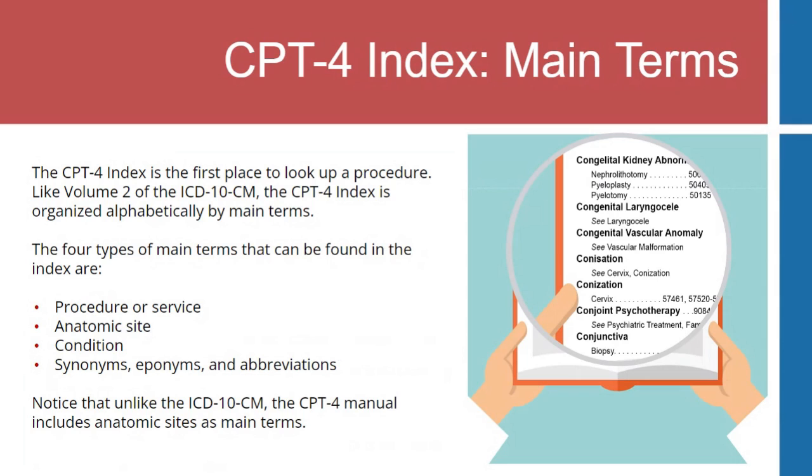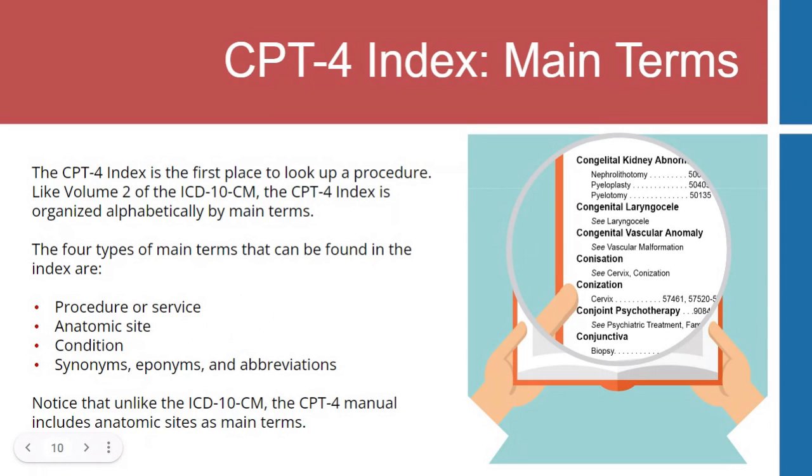All right, so the first place again is the index. We already said that. And I mentioned in the last lesson, the ICD-10 lesson, that you want to look in the index first and you're going to cross-reference it. They are both similar in that way. Okay. So there are 4 types of main terms that can be found in the index. You have the procedure or service, anatomic site, condition, synonyms, eponyms, and abbreviations.